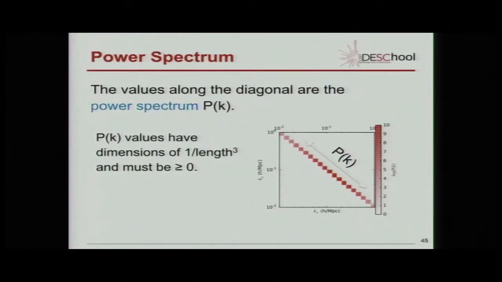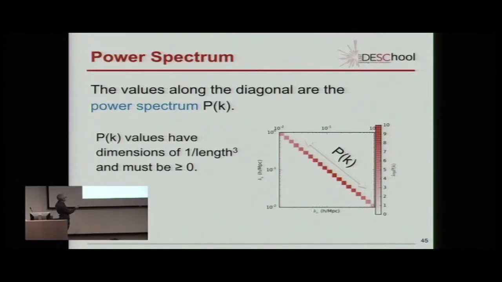Okay, so this is the power spectrum. This is how I want you to think of the power spectrum. If we make that change of basis, it just tells us what the value of each element along the diagonal is. So the power spectrum values are actually dimensionful, unlike in the other representation. They have dimensions of 1 over length cubed. And unlike psi values, they have to always be greater than or equal to 0. Okay, but it's still a positive definite matrix.